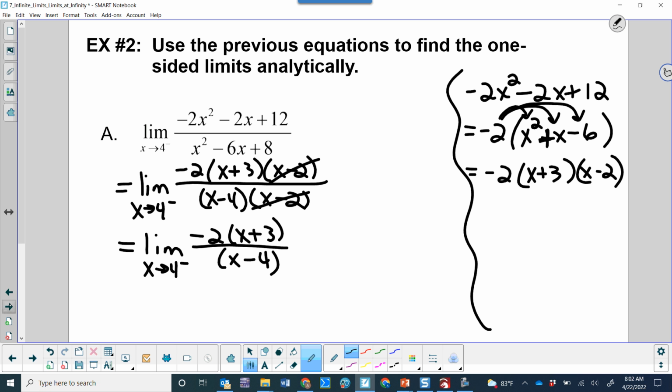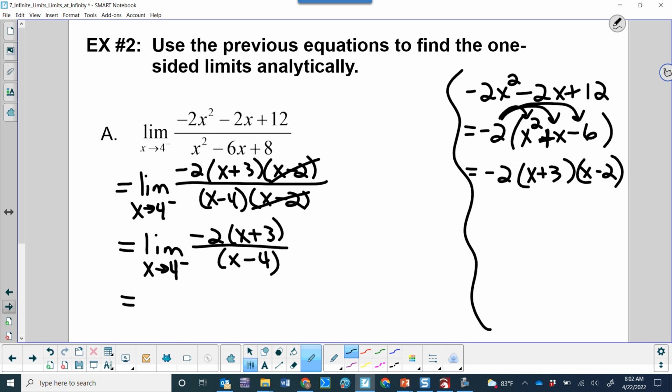The function after I cross stuff out does not have a hole in it, but I can still look at what's going on here. So the first thing I do for a limit is plug in. So I would plug in 4. If I plug in 4, I get 0 in the bottom, not 0 in the top, which means there's a vertical asymptote here. So all I need to know is, is it plus infinity or minus infinity? That's all I care about because I know it's one of the two. There's a vertical asymptote. This limit is going to plus infinity or minus infinity.